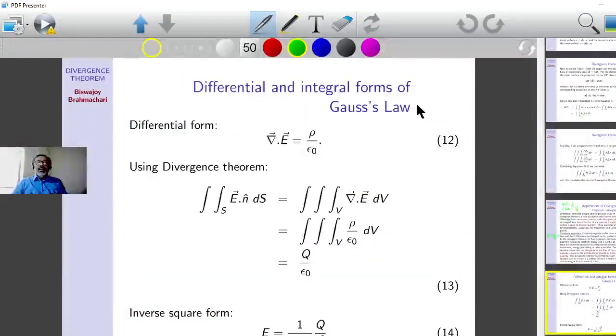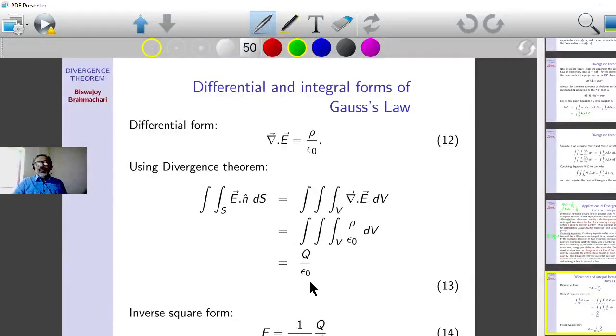So let us consider the Gauss's law and application of divergence theorem. Let us start from the first of the four Maxwell's equations. The differential form, divergence of E equal to rho by epsilon naught, and then using the divergence theorem, E dot n ds is equal to divergence of E dv. This is divergence theorem. And divergence of E is rho by epsilon naught. That means E dot n ds is equal to Q by epsilon naught.